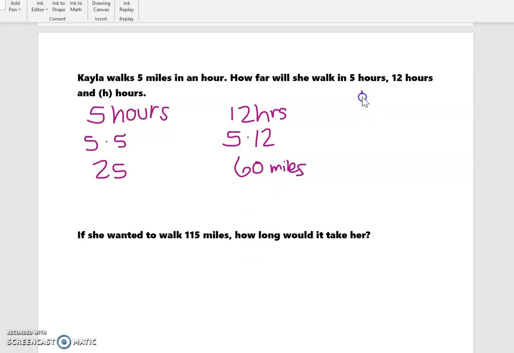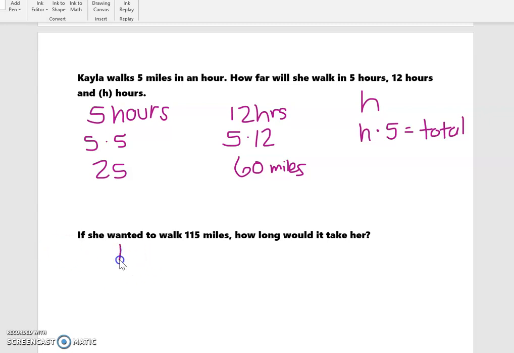And then lastly, if we don't know how long she's walking, so we have h hours, each of these I multiplied to get my answer. So writing the equation, h, the number of hours, multiplied by 5 miles in 1 hour, will give me my answer, which tells me her total amount. I'm going to use that equation to answer this last piece. We're told that she wants to walk 115 miles.